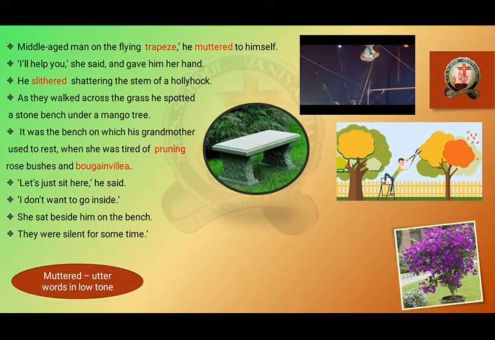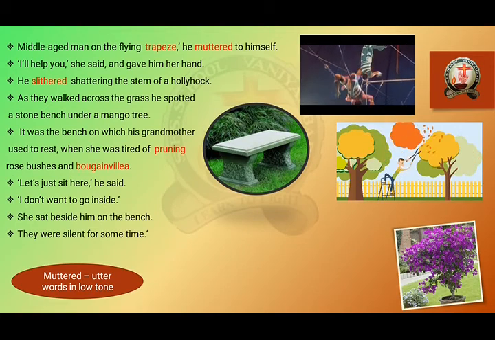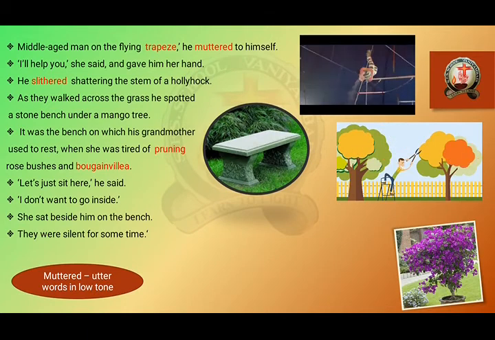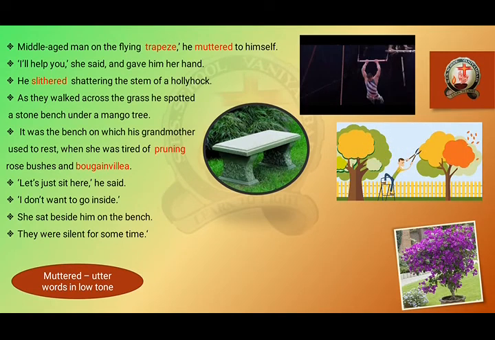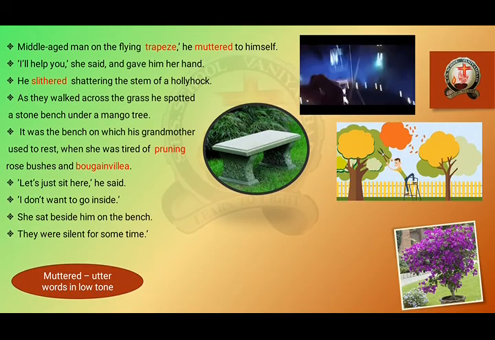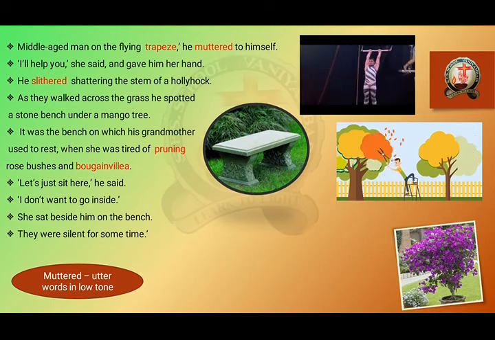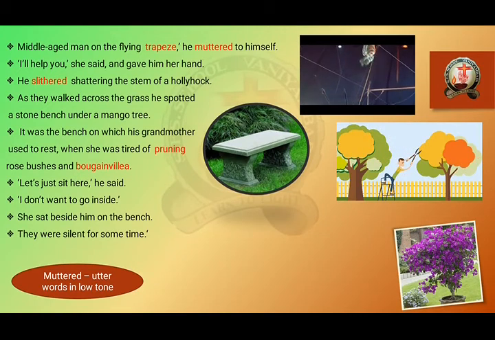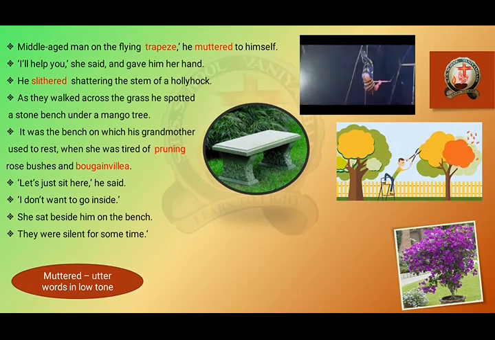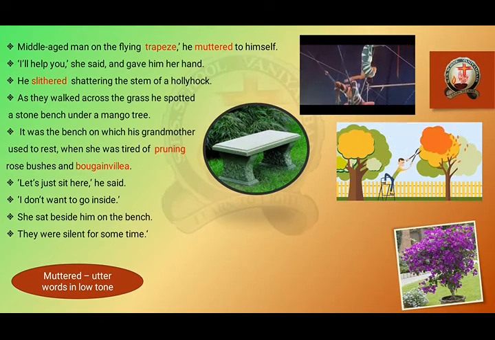So after climbing up the wall, and this girl helped him by giving him her hand, and after he jumped over the wall, he became unsteady, and he saw a stone bench there, on which his grandmother used to take rest after trimming the rose plants and bougainvillea. He doesn't want to go inside the house, hence he just sat there, and this girl also sat near him. And after this they were quite silent for some time.